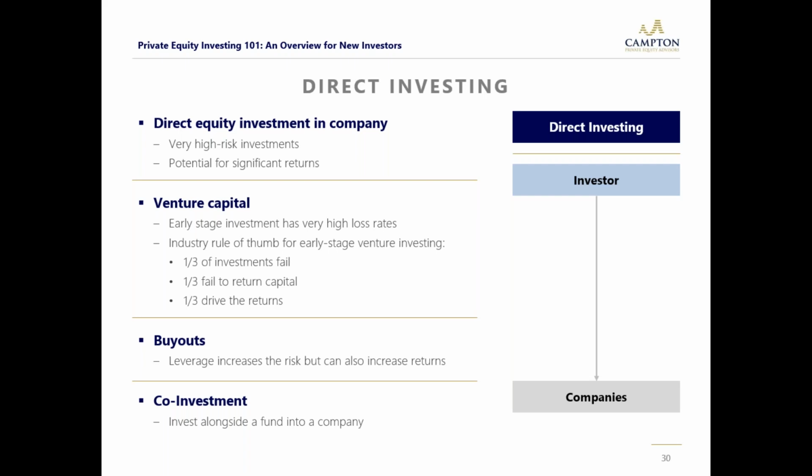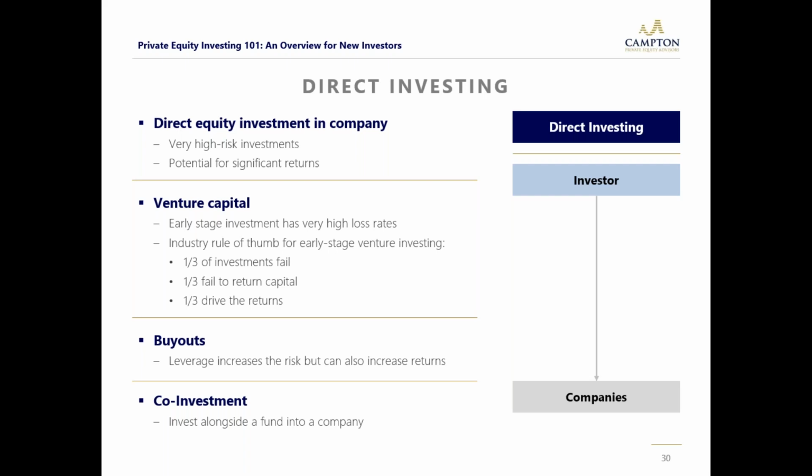There's a rule of thumb in the industry for early stage venture investing that a third of investments will fail. Another third will fail to return capital, and then a third of the investments are actually going to drive the returns. The reason why that's important is it demonstrates the importance here. If you are going to invest directly into companies, you really need to have a well-diversified portfolio, and you have to have several investments. Some studies show that should be in excess of 20. There are some studies that actually have that at a higher number. So you really need to be thinking, if you're going to be a direct investor, you need to be thinking about having a portfolio of investments.